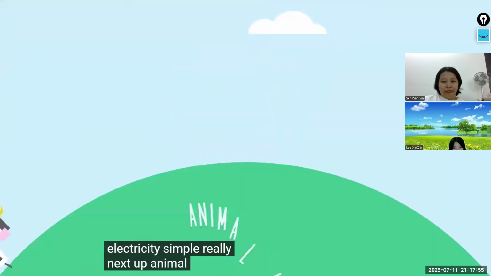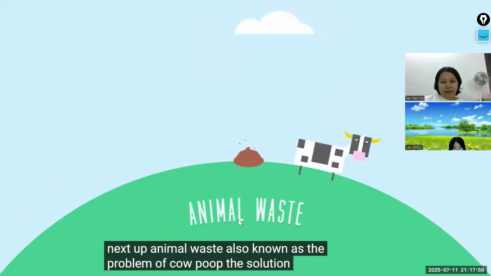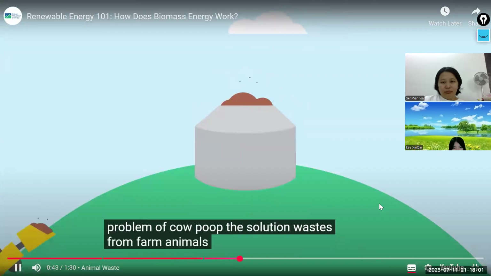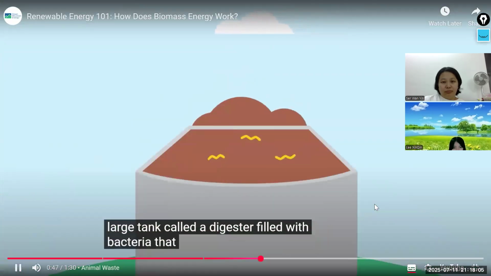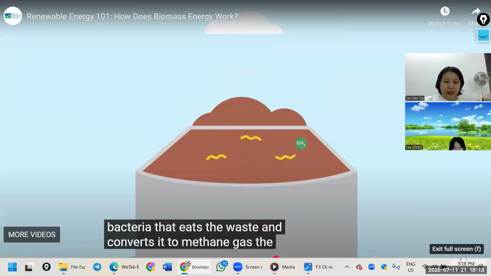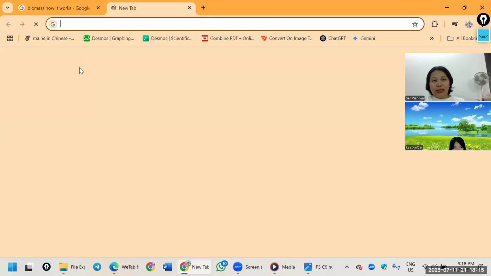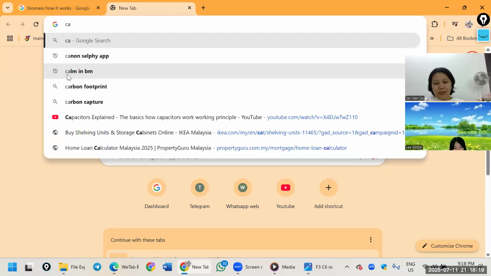Next up, animal waste, also known as the problem of cow poop. The solution? Waste from farm animals can be collected in a large tank called a digester, filled with bacteria that eats the waste and converts it to methane gas. Okay, methane gas is a very good burning gas, which we use in, what is it called?